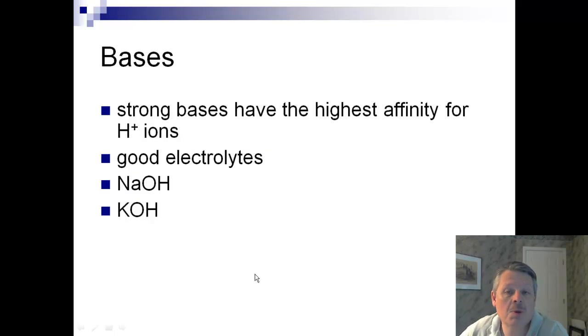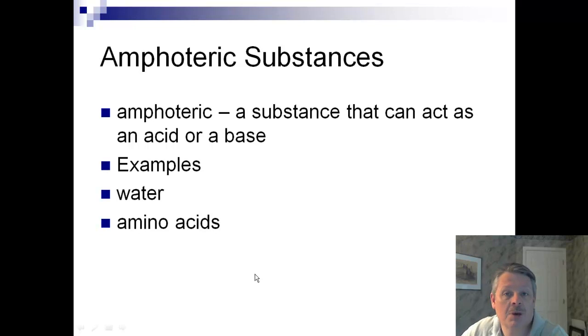Right, bases, remember you have a couple of strong bases, sodium hydroxide, potassium hydroxide. The other 3, using the group 1A metals or the alkali metals, are also strong, but they're very uncommon. So we tend to focus on sodium hydroxide and potassium hydroxide.